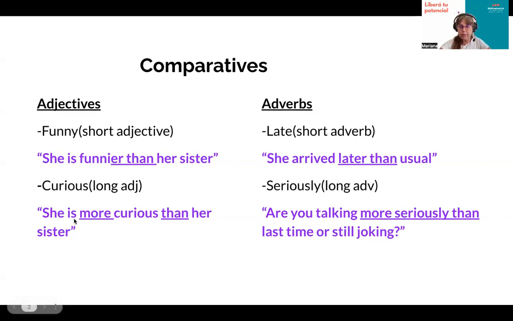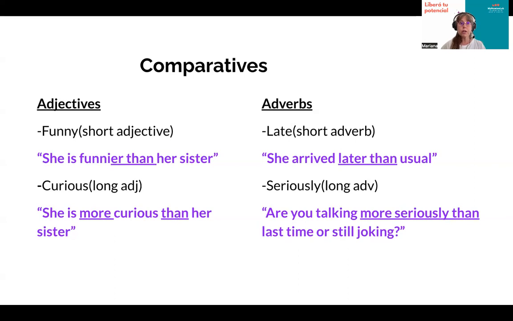Now look at the other example. In this case, it's a long adjective. Why long? Because we say curious, okay? It may sound as if it had 2 syllables, but it's considered long in this case. Like friendly is another one that you need more friendly than, although some people use it as a short one, friendlier than. So some 2 syllable ones can be used in both forms.